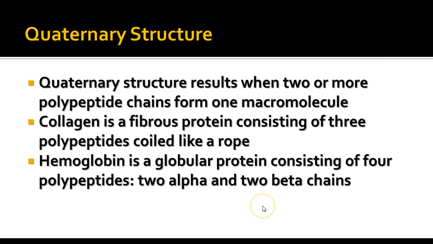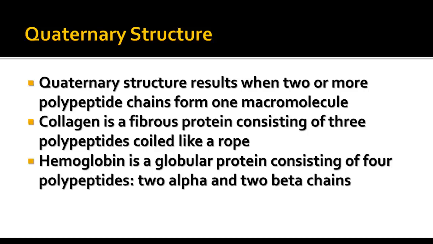And then finally, the quaternary structure occurs when you have two or more polypeptide chains that together form one macromolecule. An example of a quaternary structure would be the collagen fiber. This is three polypeptides that are coiled together like a rope, and just as that happens with the smaller fibers in the rope, as you coil them together, it gives a lot of strength to the fiber.